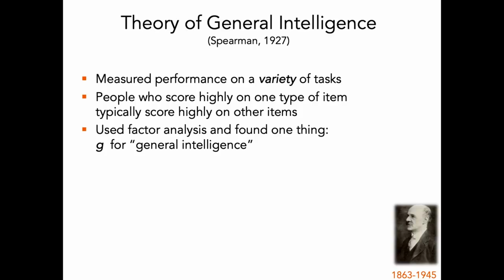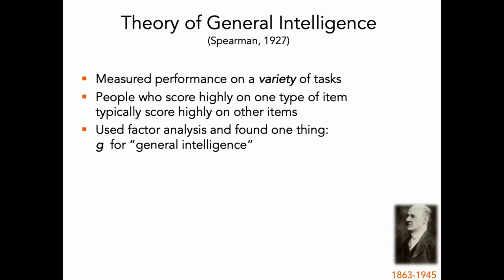So, of course, whether people are smart or not, broadly speaking, has been of interest for a long time. But the first empirical person to study it was in the early 20th century, especially Spearman. And what he did that was different was he measured performance on a wide variety of tasks that don't seem to have anything to do with each other. And what he found is that people who score highly on one type of item, let's say, I don't know, musical ability, tend to score highly on other items like manual dexterity.